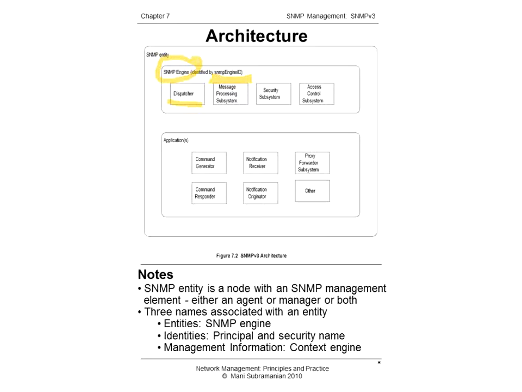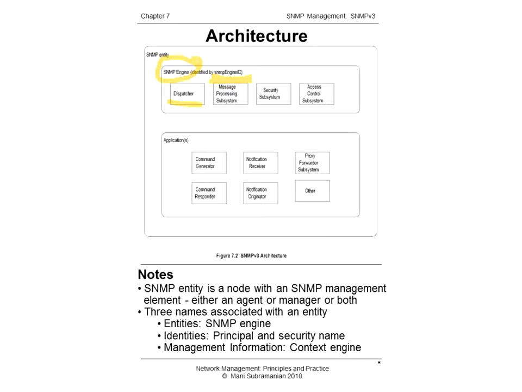Now the three separate functions in the dispatcher subsystem are accomplished by using firstly a transport mapper, secondly a message dispatcher, and thirdly a PDU dispatcher. So the transport mapper, what it does, it delivers the message over the appropriate transport protocol of the network.